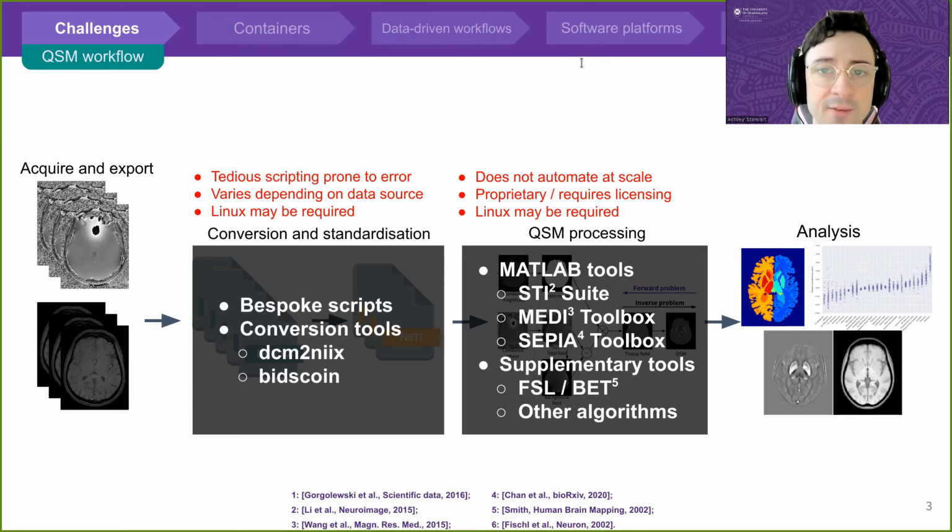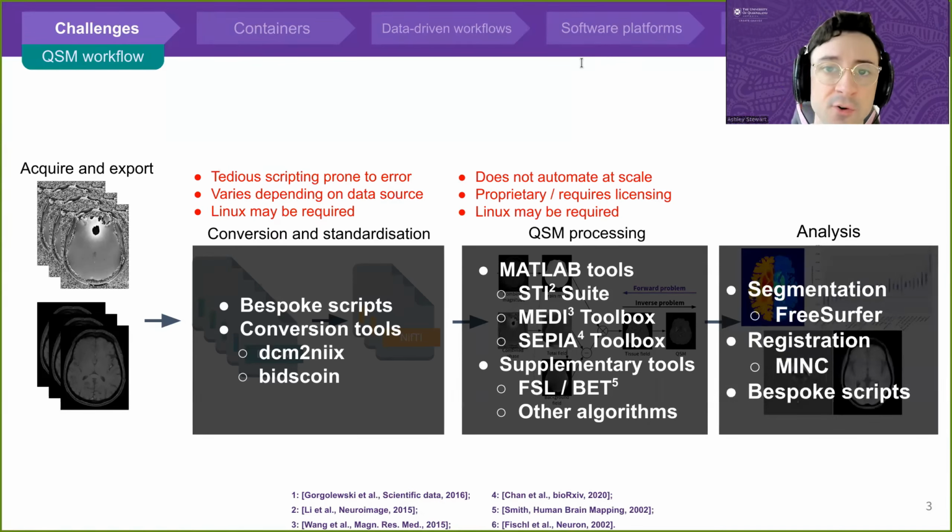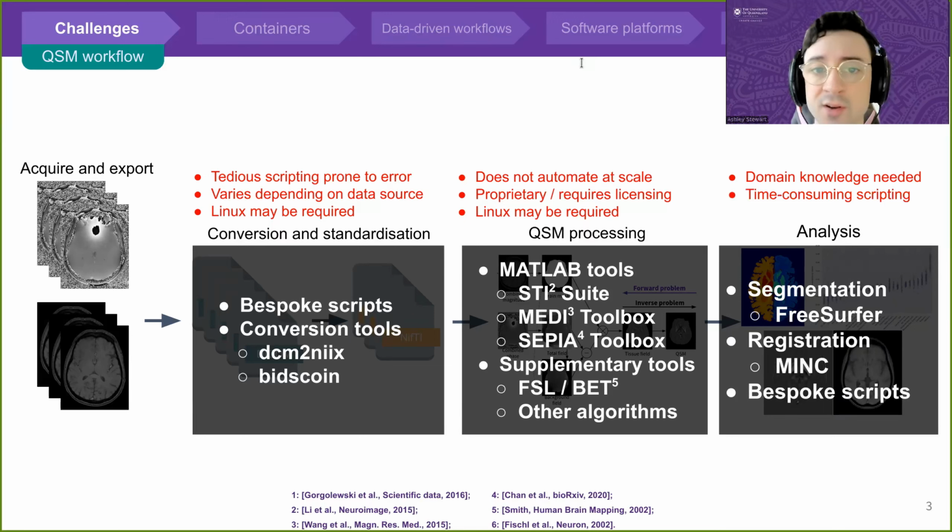The final analysis step first involves segmentation, which can be drawn manually or automated using tools like FreeSurfer, before then being registered to the QSM space. This step will also often involve error-prone and tedious scripting, as well as domain knowledge in segmentation and registration techniques, which can be quite challenging for new users. We also require Linux so that we can use FreeSurfer and other segmentation tools, while most MATLAB users tend to actually use Windows.